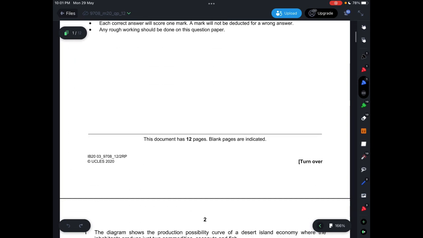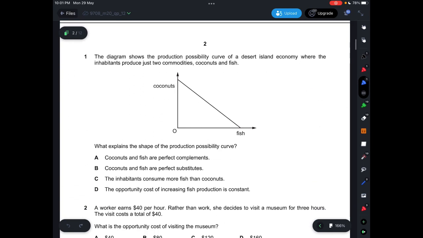Alright, let's start. For the first question, it says the diagram shows the production possibility curve of a desert island economy where the inhabitants produce just two commodities, coconuts and fish. So you can see we have coconuts and fish. And what explains the shape of the production possibility curve? This curve indicates that the opportunity cost is constant because it's a straight line.